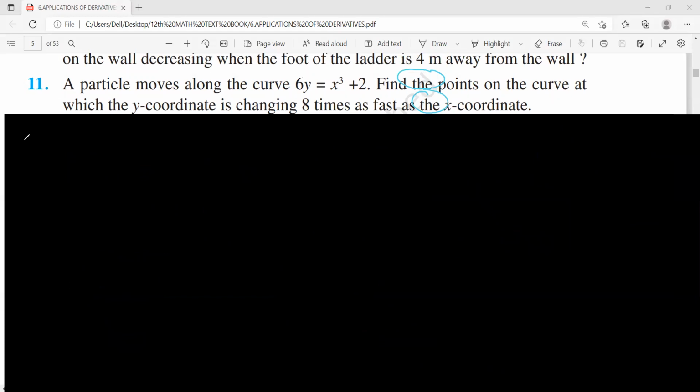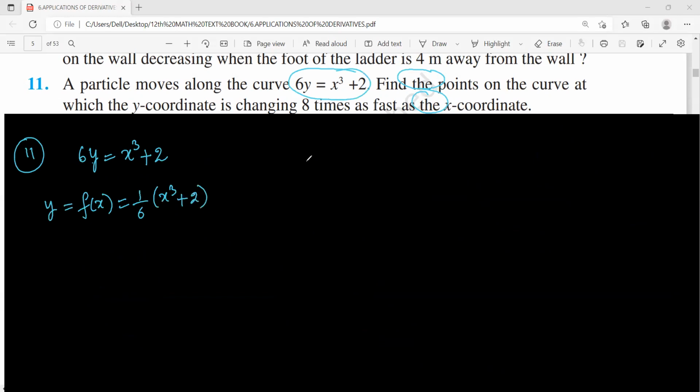Sir, I didn't understand what the question is saying. Okay, a particle moves along the curve. This is a cubic: 6y equals x cube plus 2. This is a curve. That means y is generally f of x. So here f of x equals 1/6 times x cube plus 2. You can take it as y or f of x.